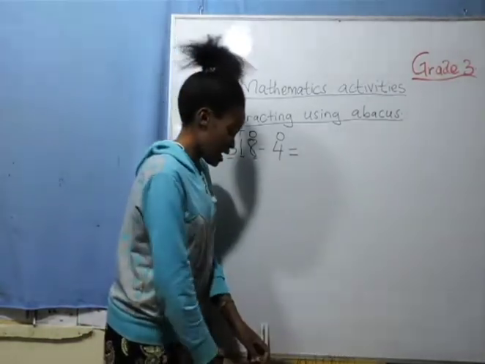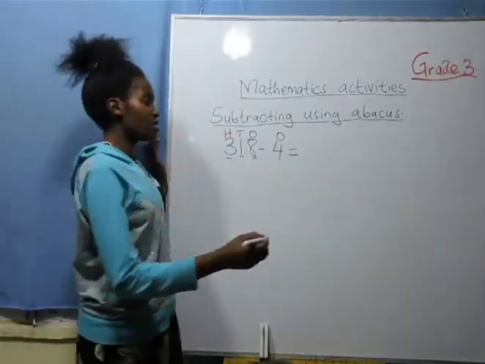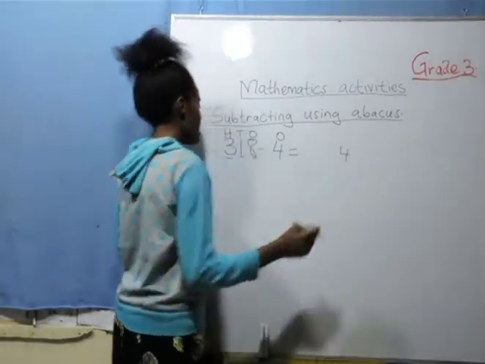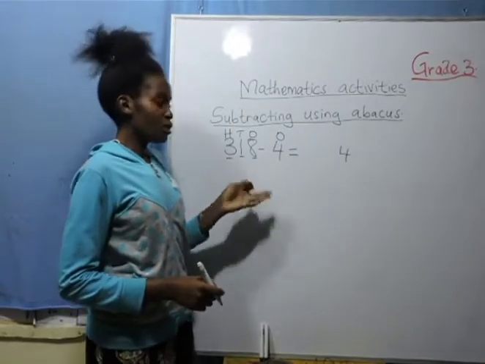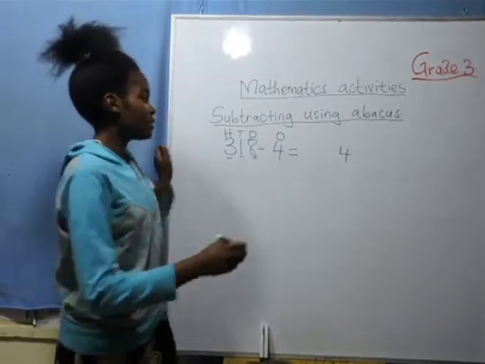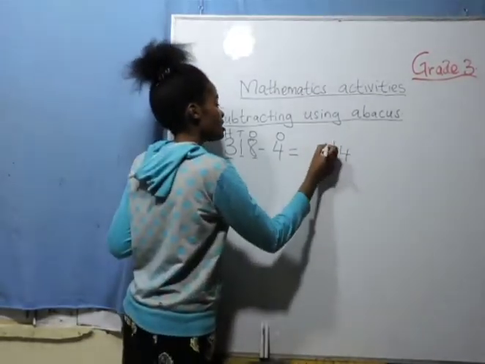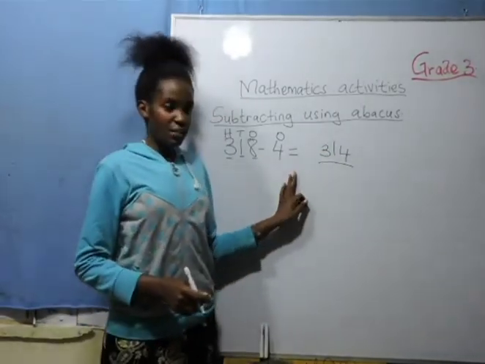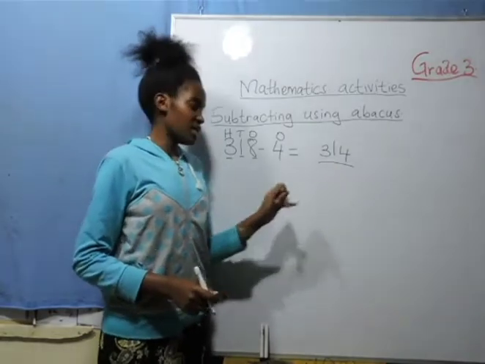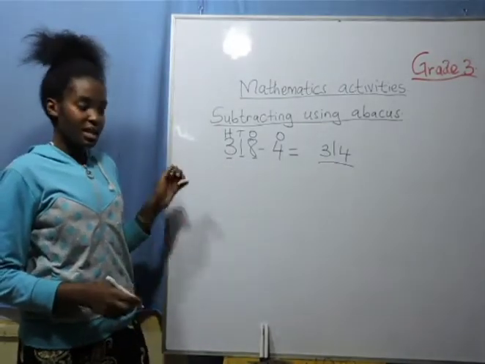When we take away 8 minus 4, we are going to get 4. That is in our ones place. Now, in our tens, we don't have any number. Now, it will remain like 1 and 3. Now, 318 minus 4 is the same as 314. That's our first example.